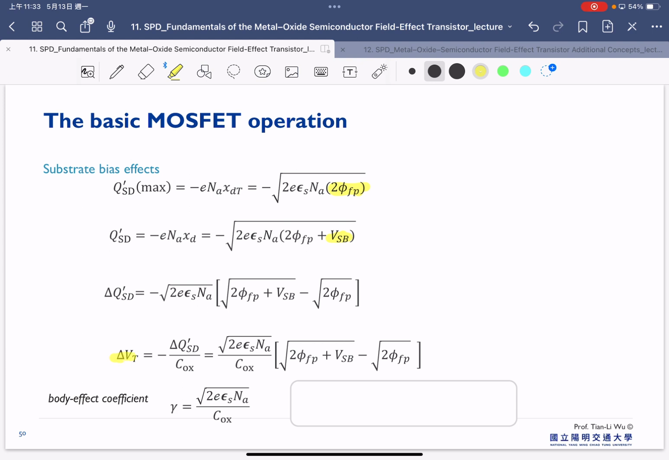Therefore, there is a difference in the threshold voltage influenced by the VSB here. That means once we apply the substrate bias, that will change our threshold voltage. This is because our surface potential is also changed as well. And here we define this as the body effect coefficient, and therefore the delta threshold voltage here is equal to this one.